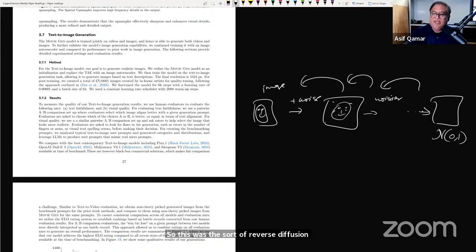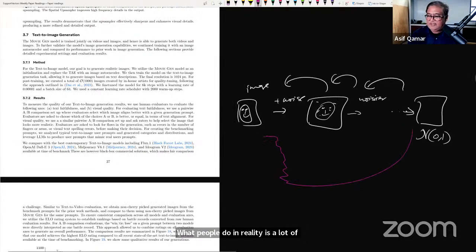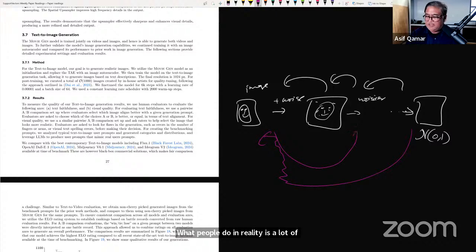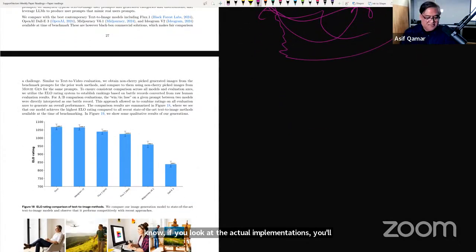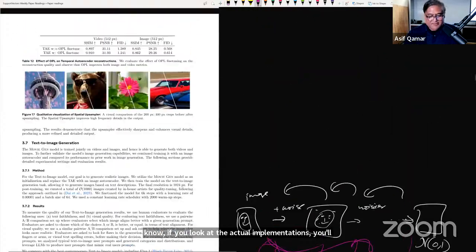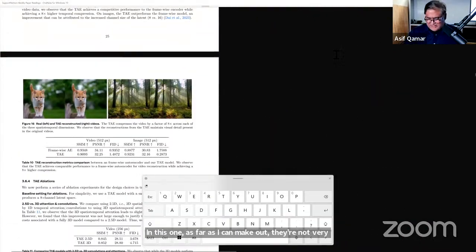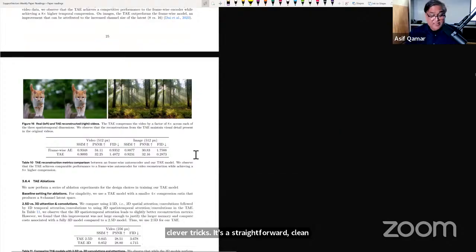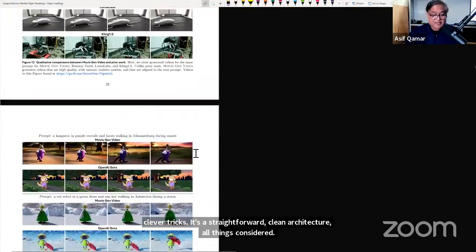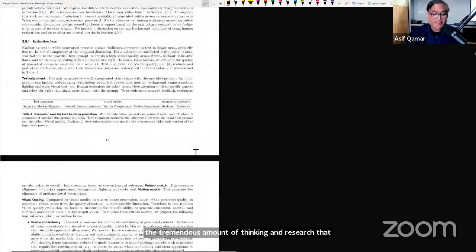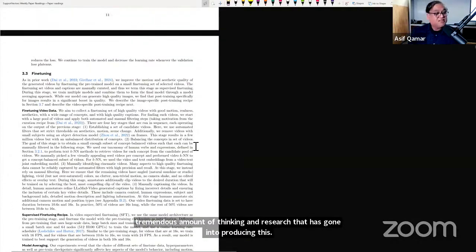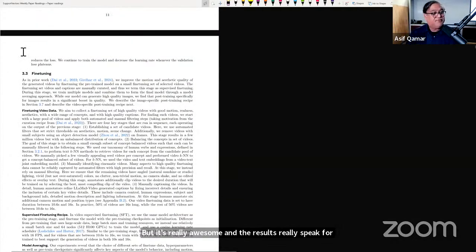What people do in reality is a lot of hacks. They sometimes go straight to the end, then from there they'll come back. If you look at the actual implementations, you'll see that they have become very, very sophisticated. There are a lot of clever tricks people use to get it done. In this one, as far as I can make out, there are not very clever tricks. It's a straightforward, clean architecture, all things considered. Obviously, not an easy one to build. You can imagine the tremendous amount of thinking and research that has gone into producing this, but it's really awesome, and the results really speak for themselves. So with that, I will end today.